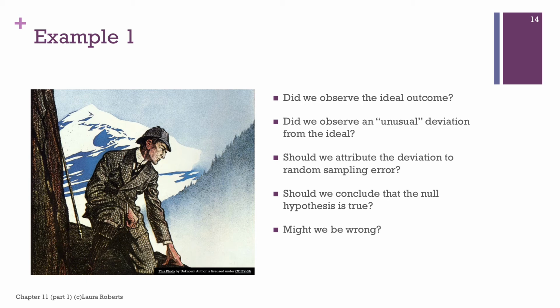Did we observe an unusual deviation from the ideal? About a third of the observations would fall in the area that houses sample means that are less than -1 standard error or more than +1 standard errors above the mean. Is 1/3 an unusual occurrence? I would argue that it's not especially unusual.